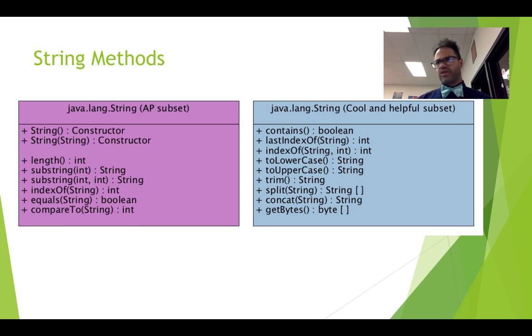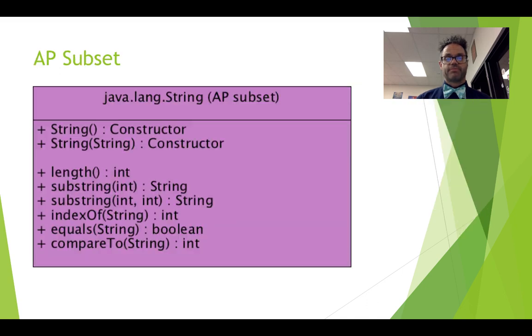On the right, however, we've got the cool subset. These are some cool ones you definitely should know because they provide extra functionality and features that make life a lot easier, especially if we're going to continue on using Java programming. So let's take a look at the AP subset of Java for string.